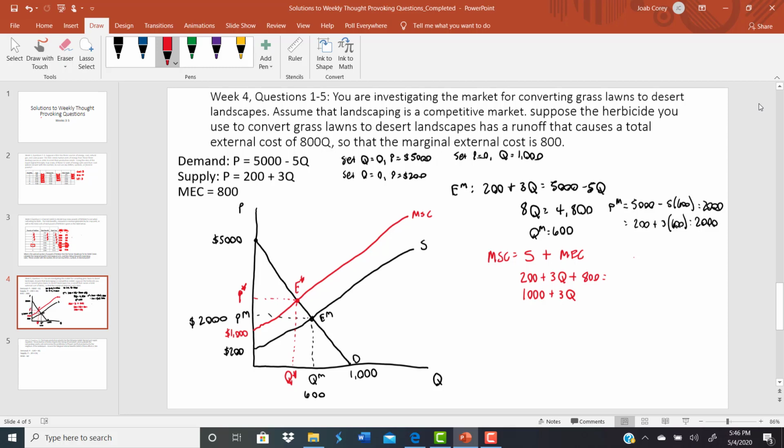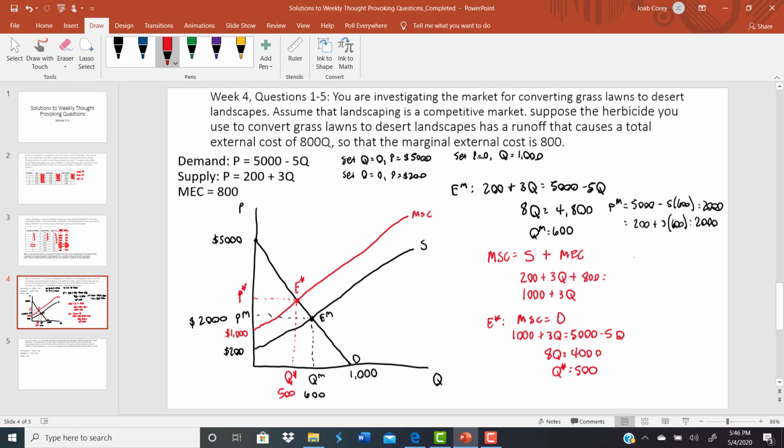And so again, we can solve this equilibrium by setting that marginal social cost curve equal to our demand curve. So we've got 1,000 plus 3Q equal to 5,000 minus 5Q. Again, get all our Q's to the same side. We've got 8Q equal to 4,000, or Q star is going to be equal to 500. So we've got 500 here.